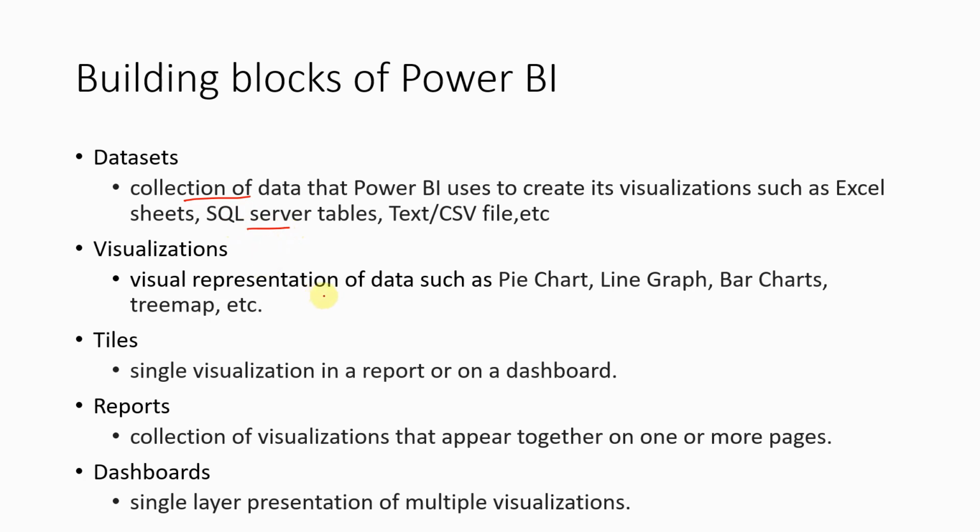A visual representation of the data can be in terms of a pie chart, line graph, bar chart and so on. And tiles, which is a single visualization area in a report or on a dashboard. Then reports. Reports represent a collection of visualizations that appear together on one or more pages. And finally, the dashboard, which is a single-layer presentation that provides multiple visualizations.